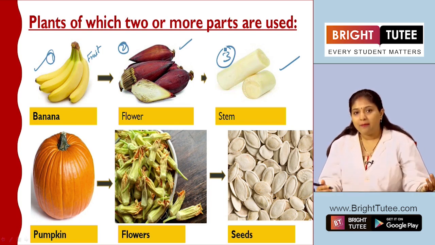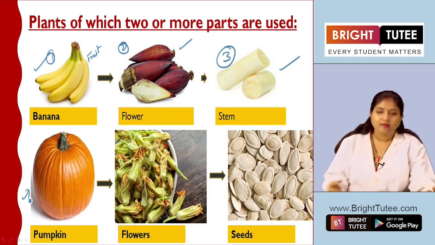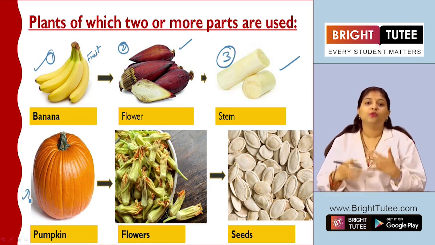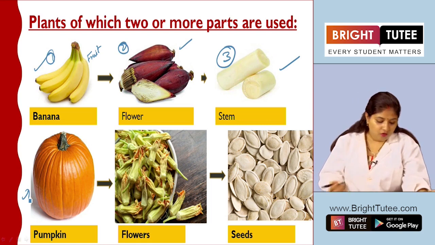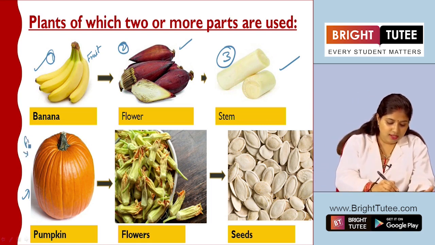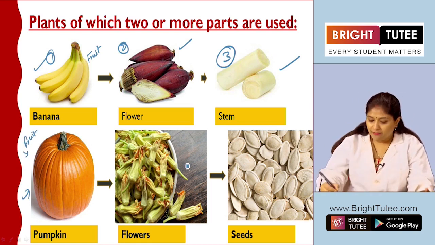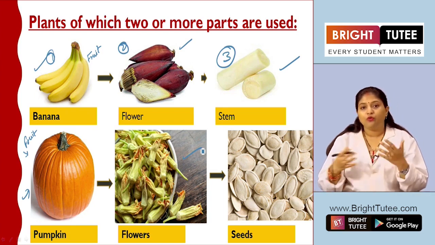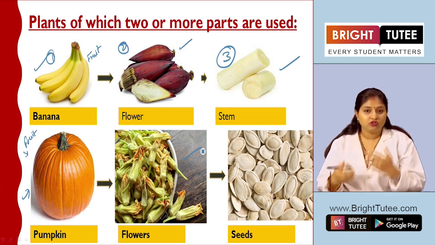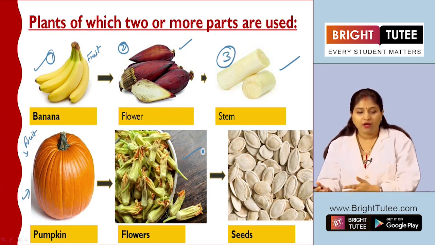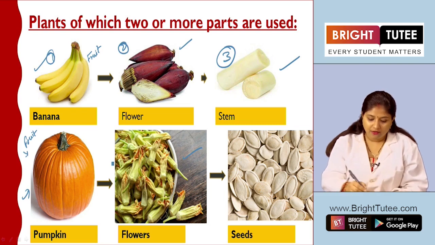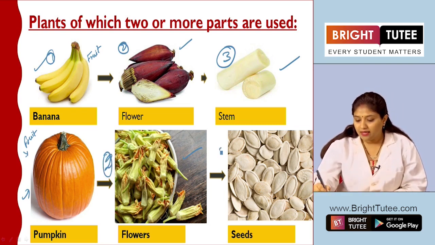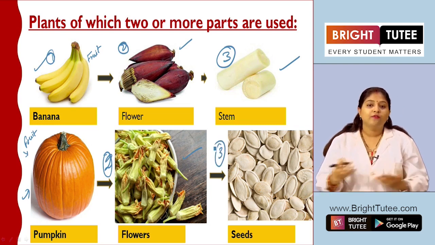There is another example, that is pumpkin, in which most of the parts are edible. That means that you can eat them in your daily life, right? So one is definitely the fruit, the pumpkin fruit that you can eat. Apart from that, the flowers are also edible. If you go to the market, you will usually find people selling pumpkin flowers, right? So you can actually cook them and eat them, right? So this is again the second thing which is edible in the pumpkin plant. And then definitely there are pumpkin seeds which are edible.